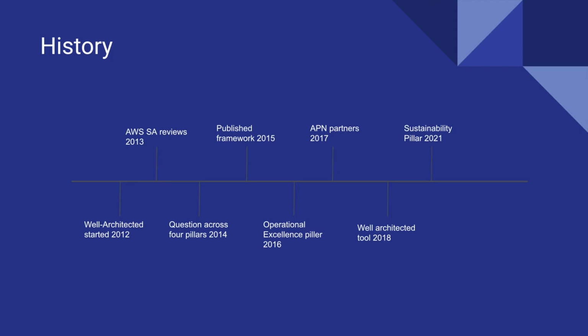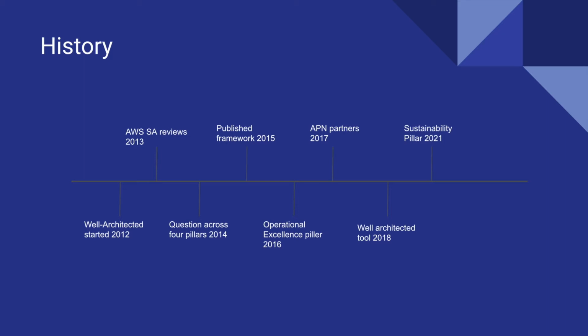In 2017, AWS Partner Network partners could become trained to deliver the same level of value that AWS solutions architects were delivering using the Well-Architected Framework. So they developed what was called the AWS Well-Architected Review Bootcamp. This allowed AWS partners to go into their customers and perform well-architected reviews to the same standard as what AWS were doing. In 2018, this is when they launched the self-service Well-Architected Tool in the AWS console.